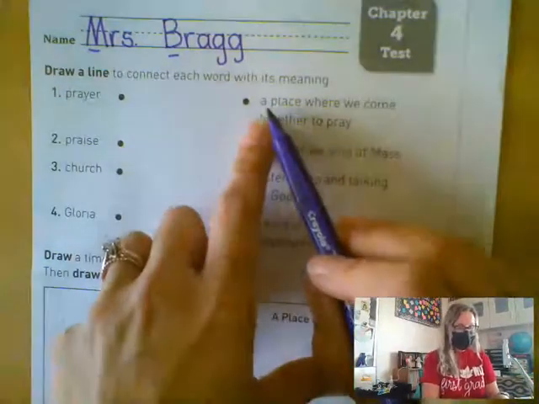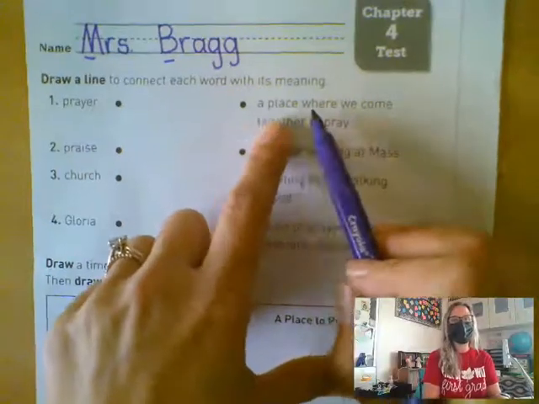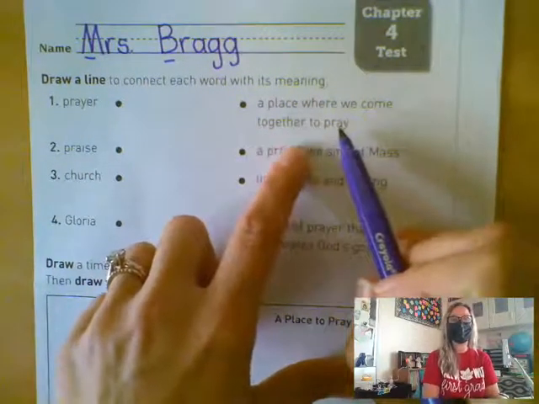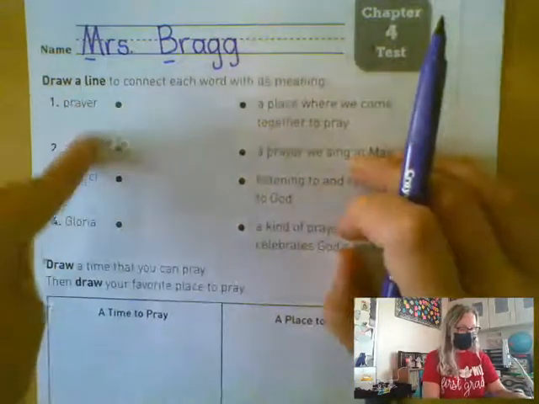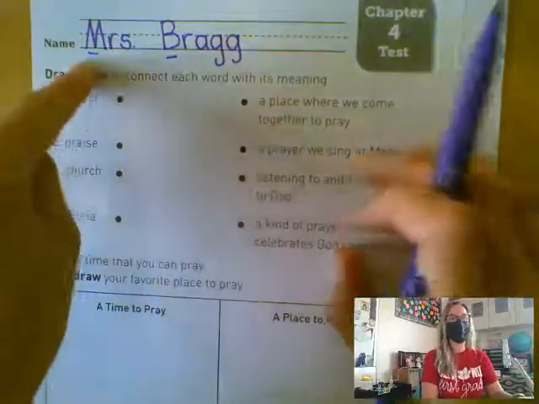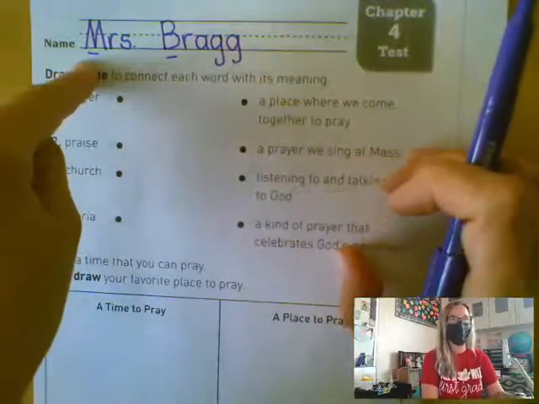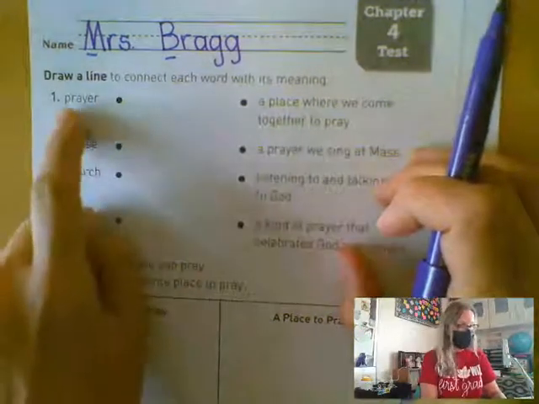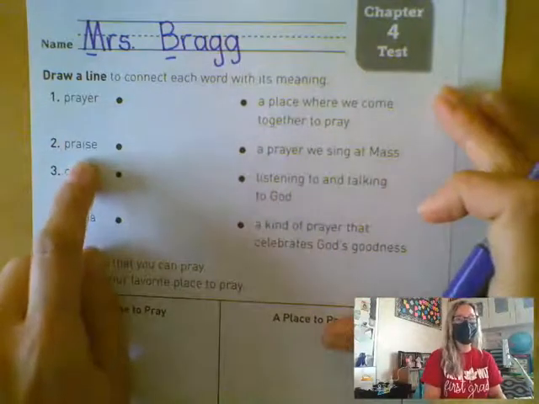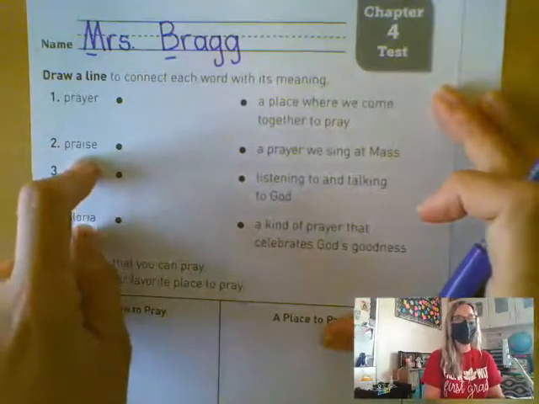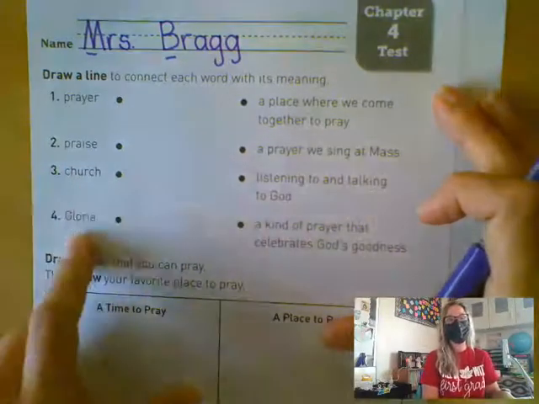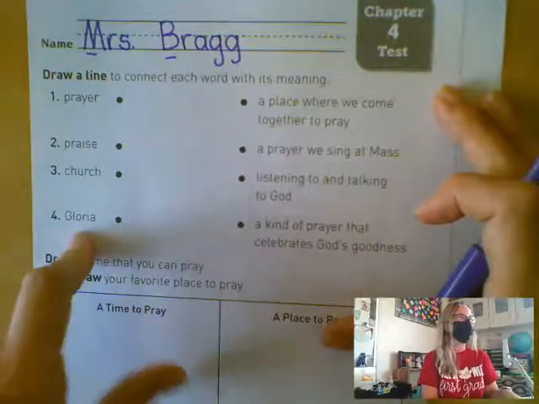So this first sentence says, a place where we come together to pray. So now I'm going to read you these words, and you need to decide which of these words is a place where we come together to pray. Do we come together to pray at prayer? Do we come together to pray at praise? Do we come together to pray at church? Or do we come together to pray at Gloria?